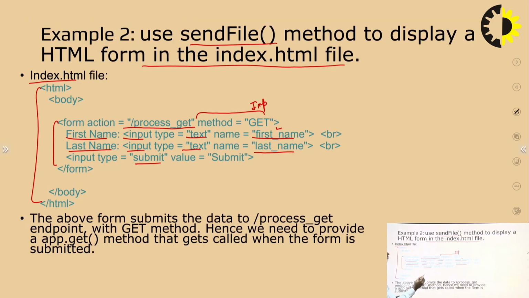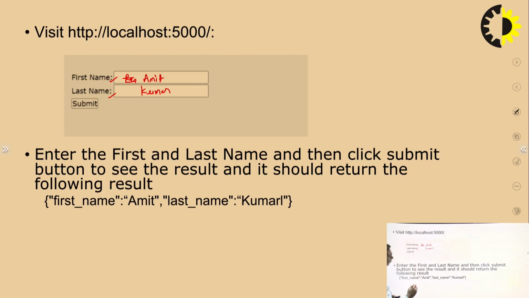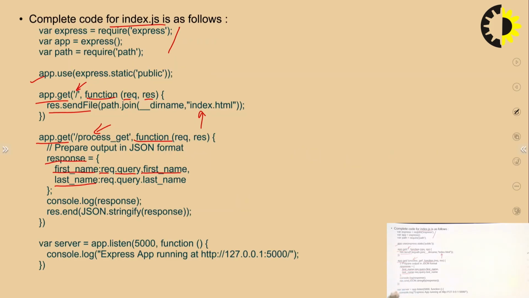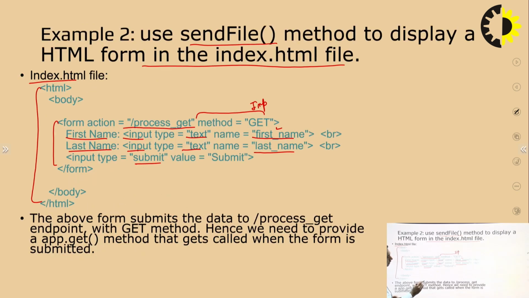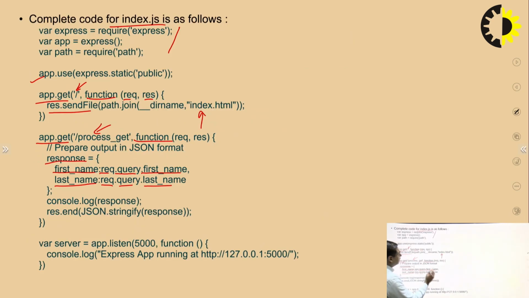So the first value, that is Amit, will be extracted from the text box and stored in the variable first name. Similarly, it will take request.query.last name. Request is the object, and then we are using query, and last name is the text box name. It will get the value Kumar, and it will store it in the variable last name. So your response is ready. Whatever you type and click on the submit button, it will match with process.get, call this callback function, and extract the data from both the text boxes, stored in the variables first name and last name.